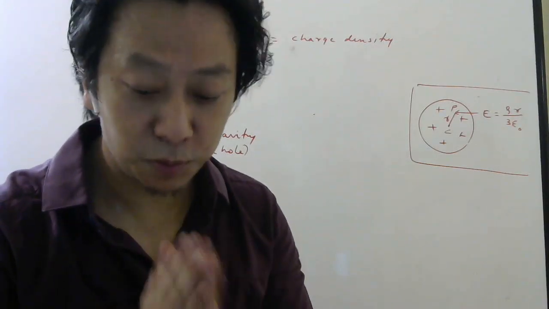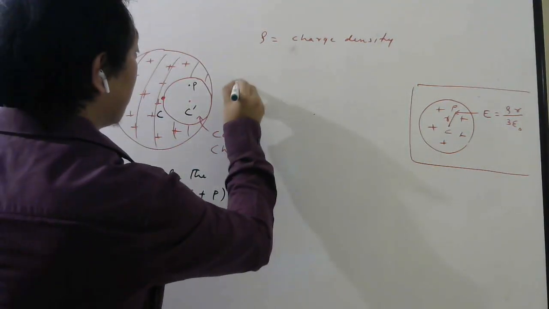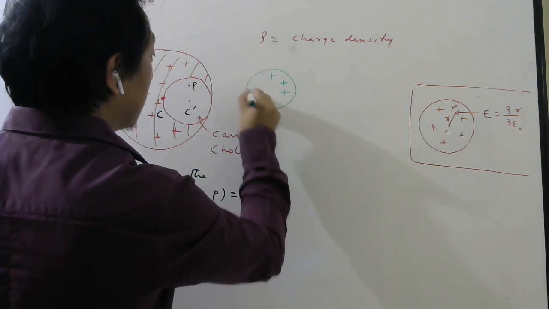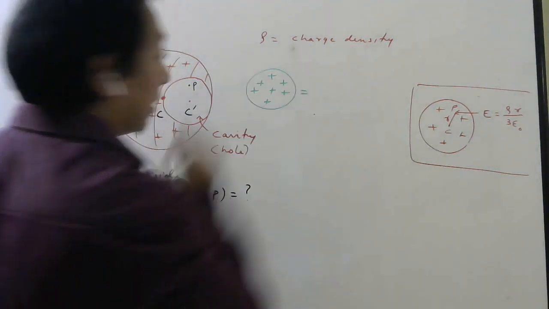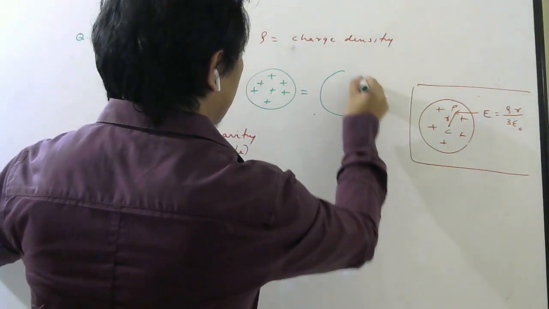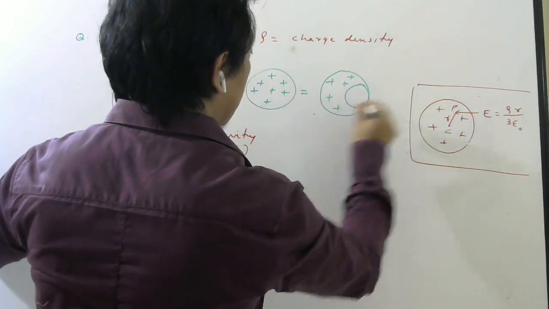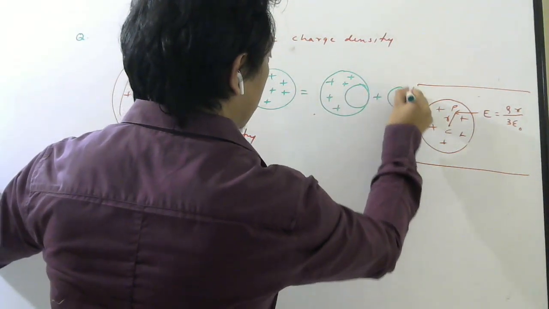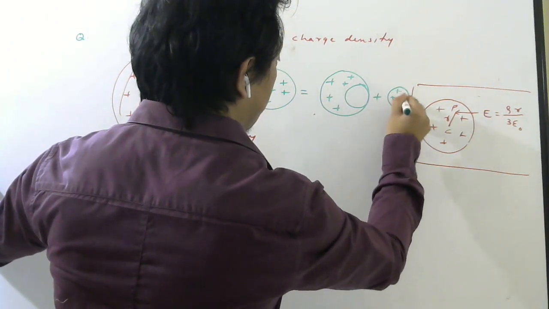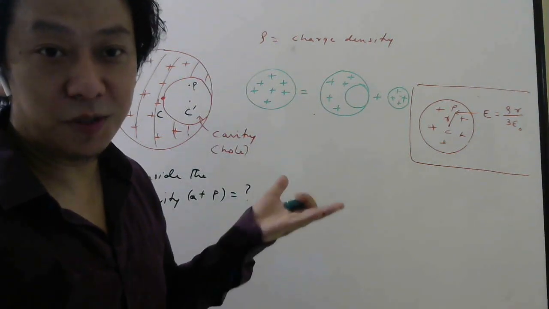What principle? Superposition principle. Meaning, look carefully, I can say the electric field due to this sphere is equal to the electric field due to this with cavity plus the electric field due to the charge in the cavity. Yes or no? Think carefully. This is the whole idea of the superposition principle, right?